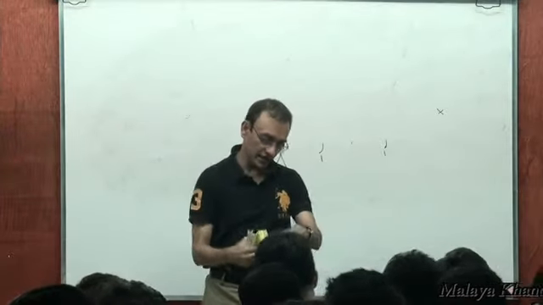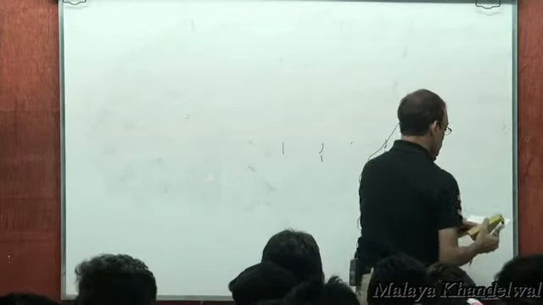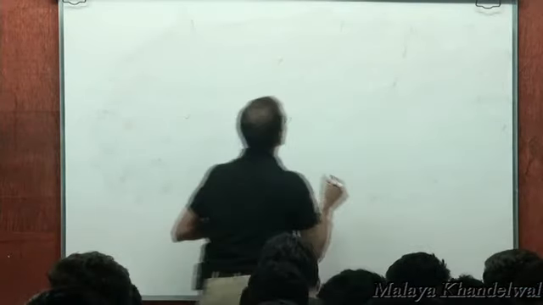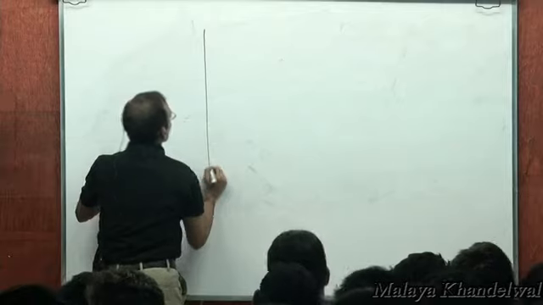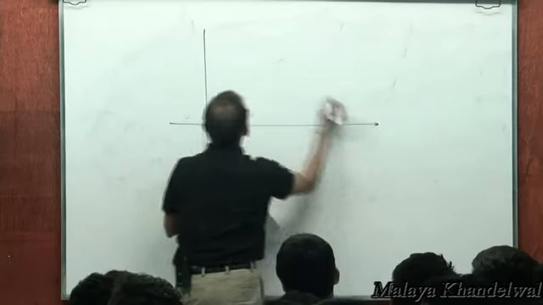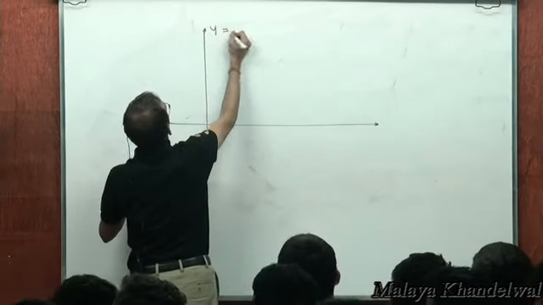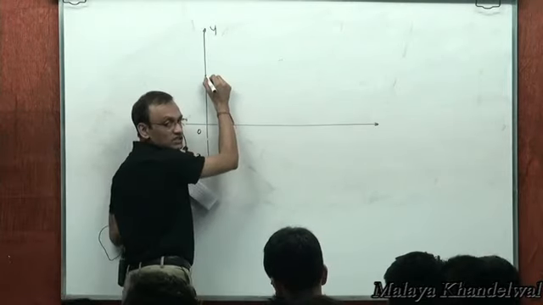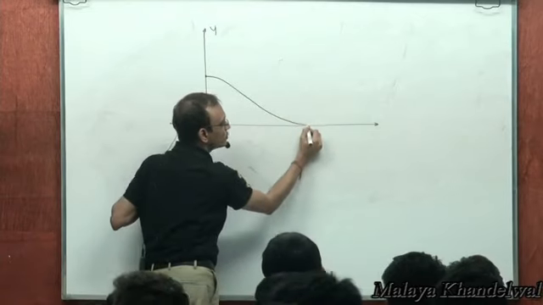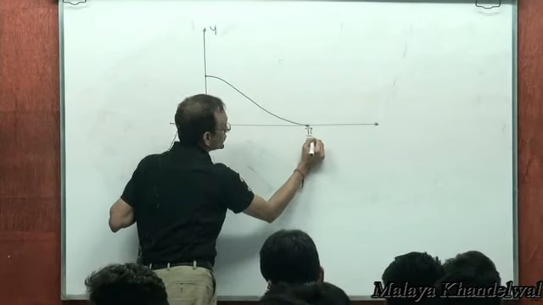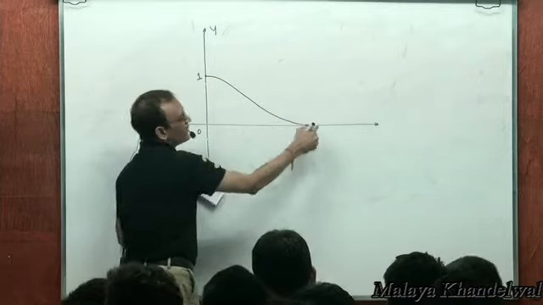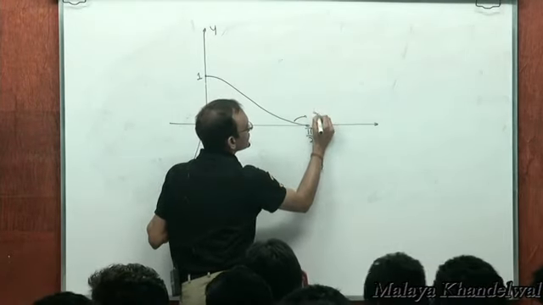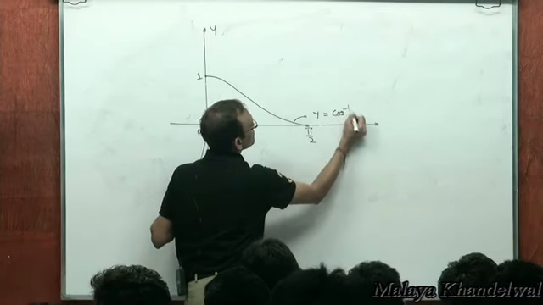We want to find the area enclosed between sine inverse x, cos inverse x and the x-axis. See the graph of y equal to cos inverse x. At x equal to 0, cos inverse x is pi by 2, at x equal to 1, it's 0. This is the graph of cos inverse x.